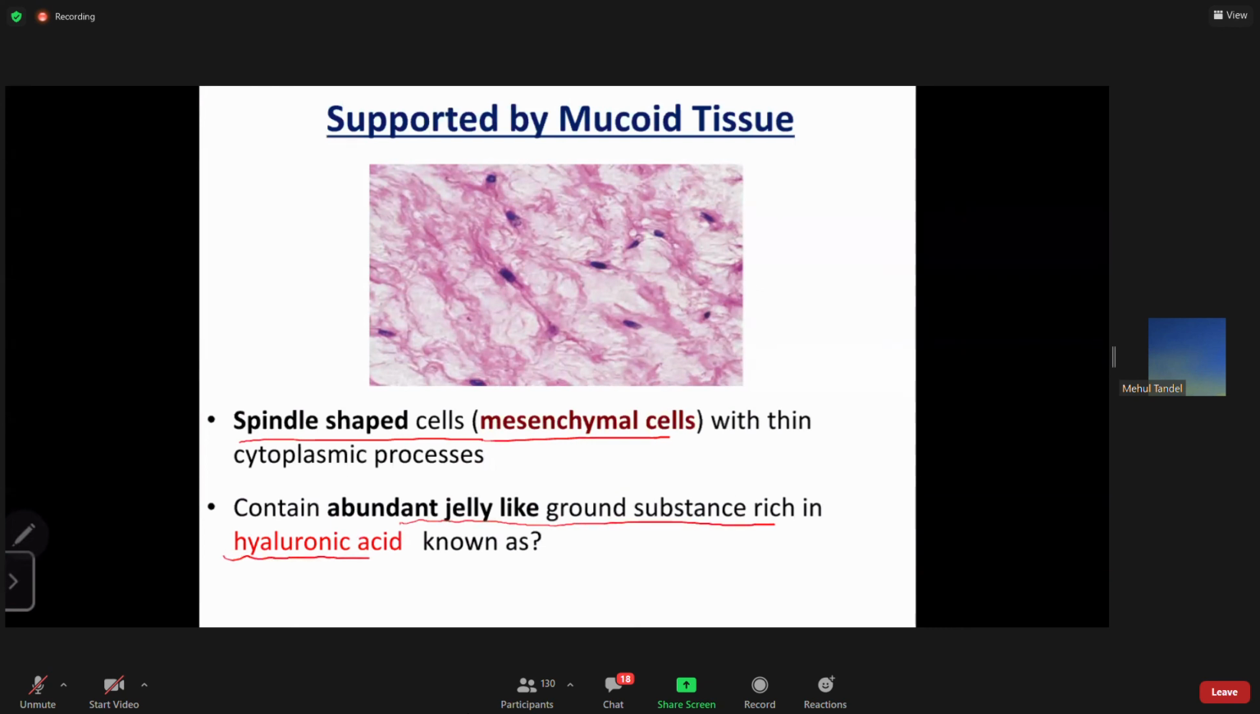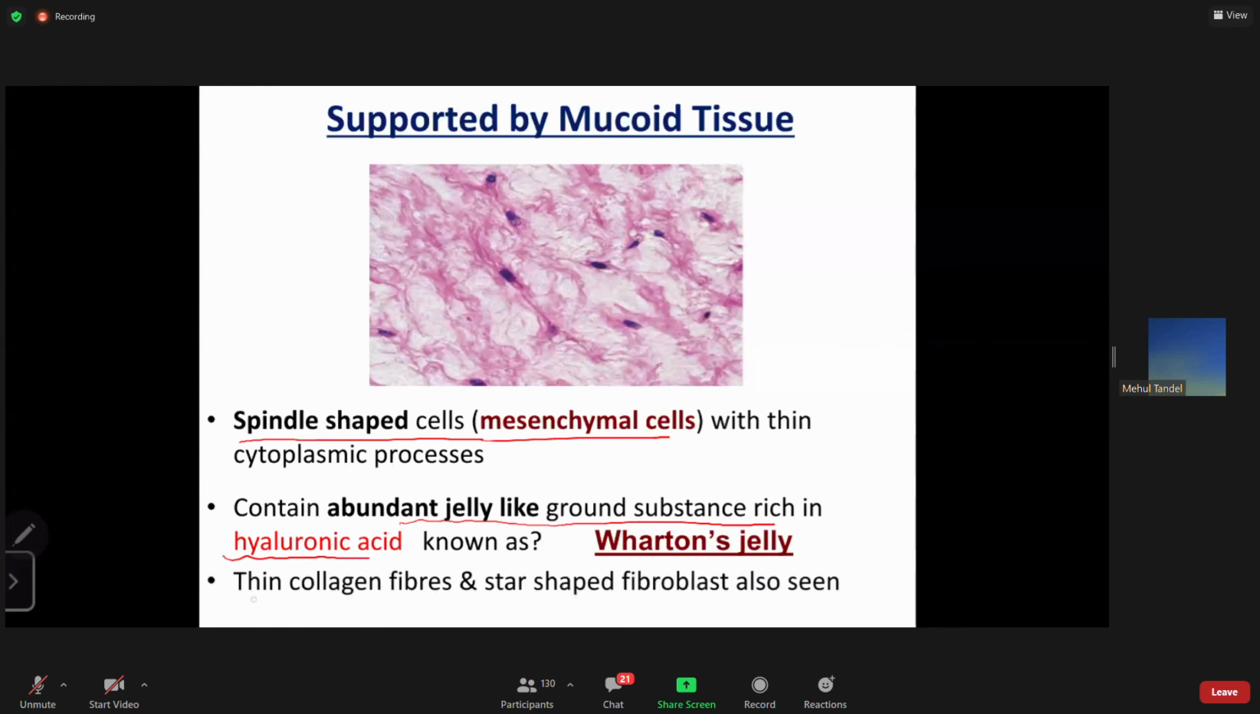What is the name of this ground substance? किसको पता है? This abundant jelly-like ground substance rich in hyaluronic acid, इसका नाम क्या है? Anyone? We have discussed this during the lecture of connective tissue. Yes, okay, it is known as Wharton's jelly. Yes, remember Wharton's jelly is a mucoid connective tissue present in the umbilical cord.